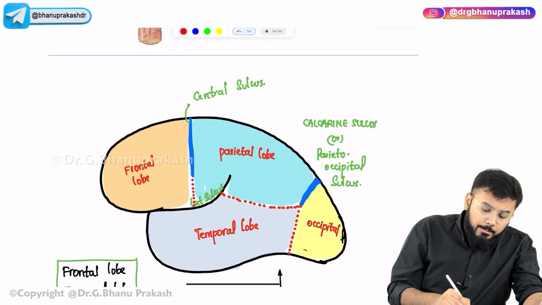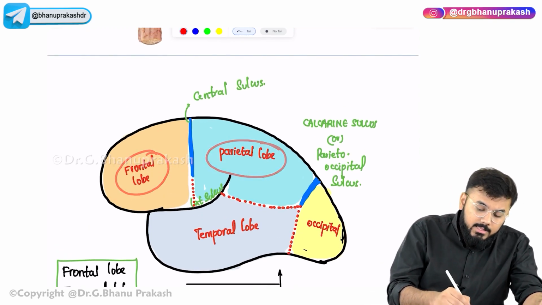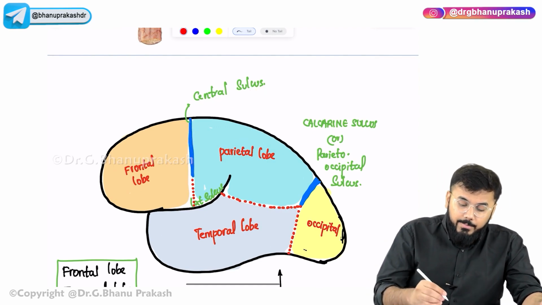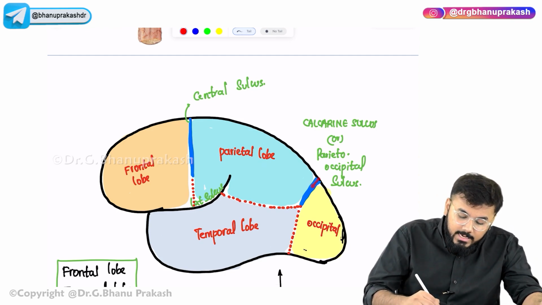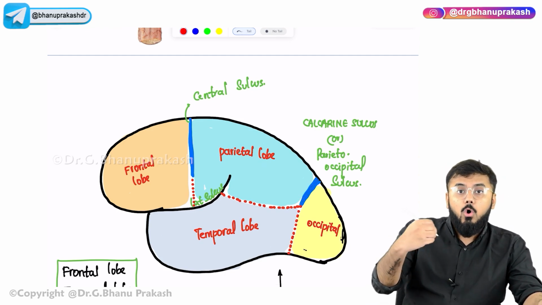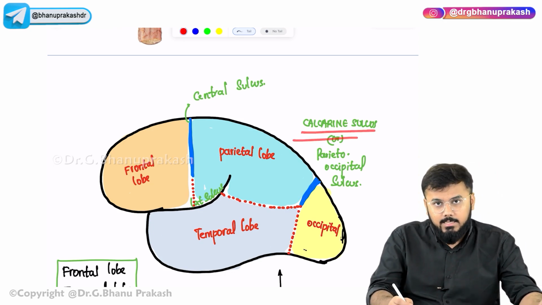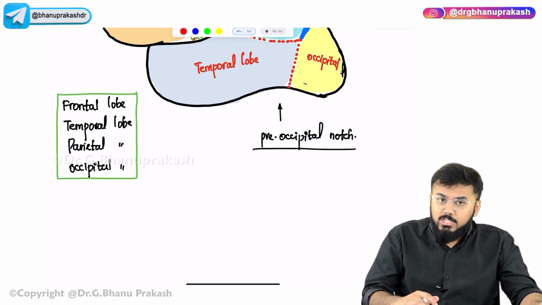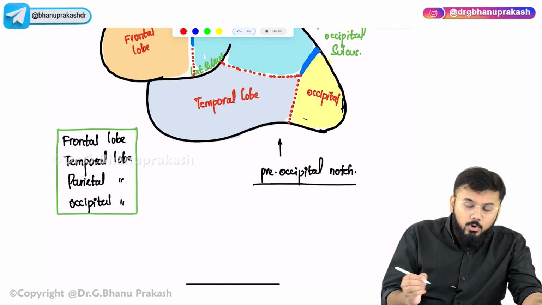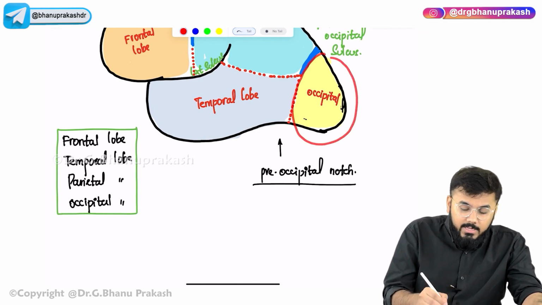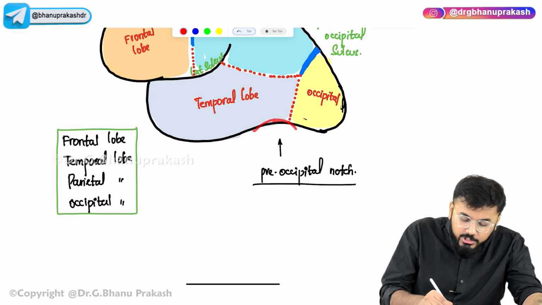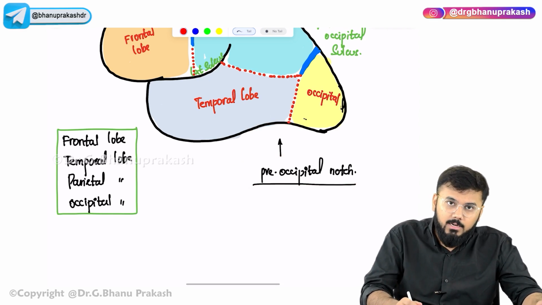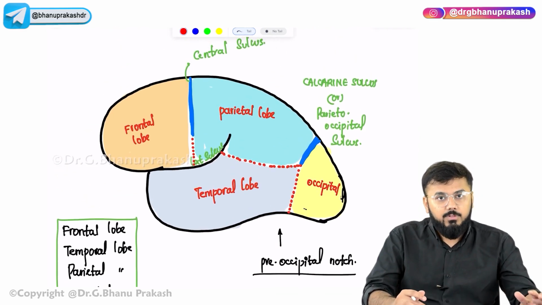Between the frontal and the parietal lobe, the sulcus which you can see in the center is called your central sulcus. Between the parietal and the occipital lobe, the sulcus which you can see over here is called the parieto-occipital sulcus or simply calcarine sulcus. And down here you have got the temporal lobe. Okay. Now, next important thing is that just before the occipital lobe, you have got a notch like this. This is called the pre-occipital notch. What is this? This is called the pre-occipital notch. Now, this is the basic information which you have to know.